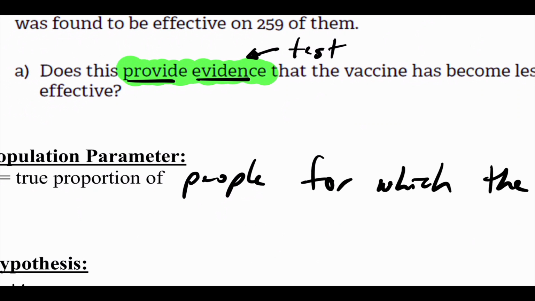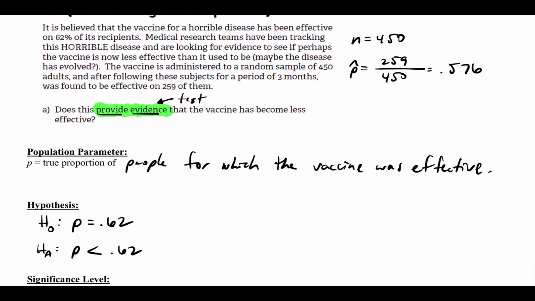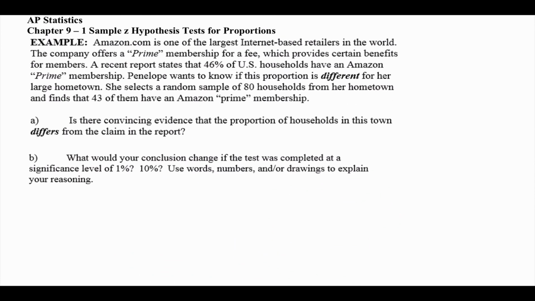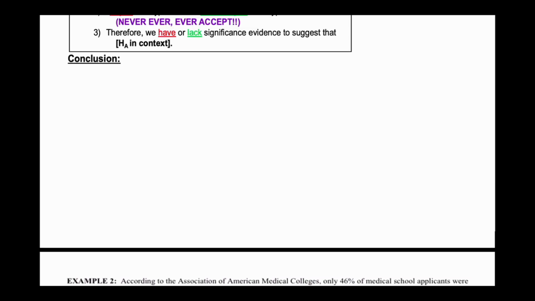But like in general, how can a number be different but not lower or above? It could be. Oh, okay. I see what you're saying. When is it going to be different, not lower than above? If you look at the last page, there's an example there. It'll say, is there convincing evidence that the proportion of households differs from the claim? So when they don't use a word like less than or greater than, then that's when we use the not equal to. It'll always be in the question as to which one of those that we use.